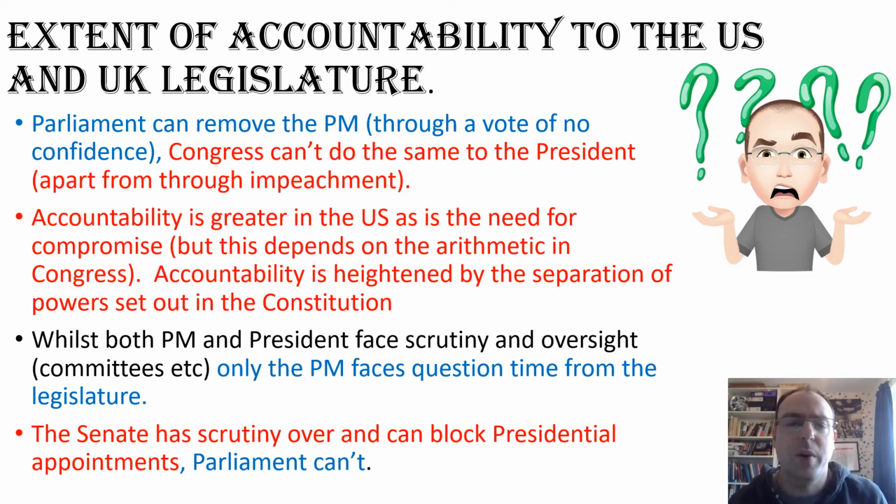The extent of accountability to the legislatures, again, there are some similarities and quite a lot of differences in this, and I've mentioned some of these already. So the Parliament can remove the PM through a vote of no confidence. Congress can't do the same, though they can impeach. And we've seen it. We're currently seeing, as I'm making this video, that about to start for the second time for Trump. Accountability is greater in the US. You can argue there's more need for compromise. A lot of this depends on the arithmetic in Congress.